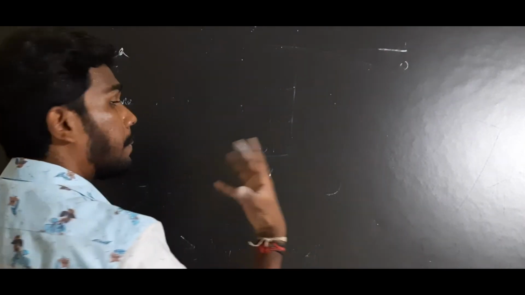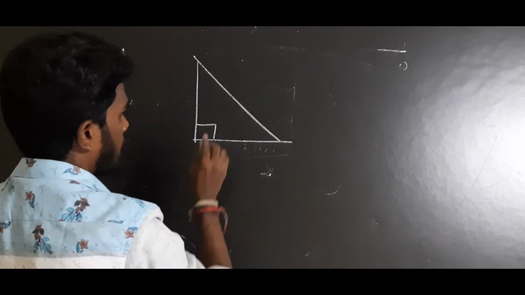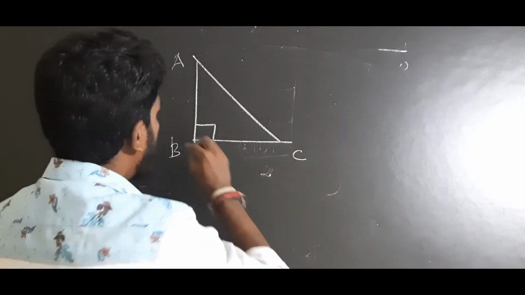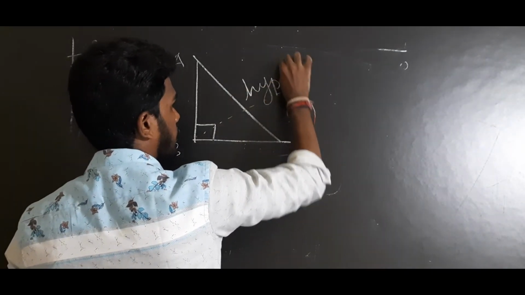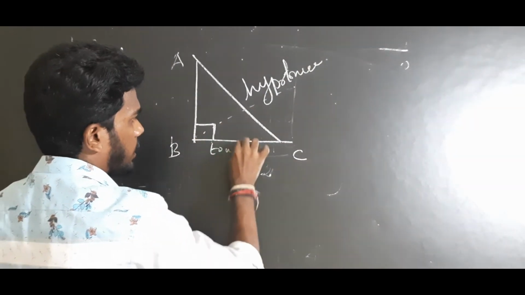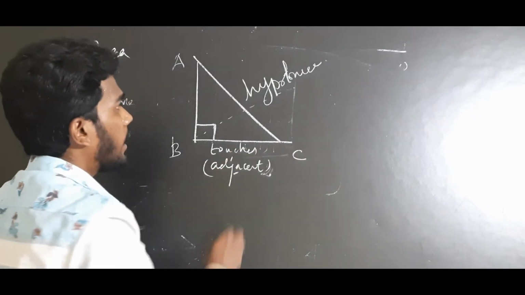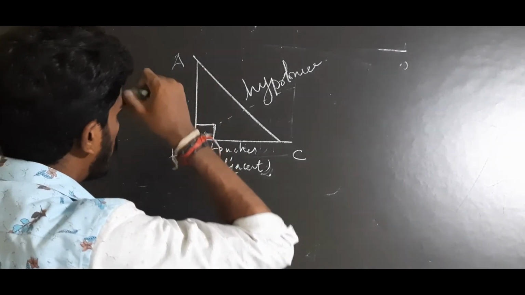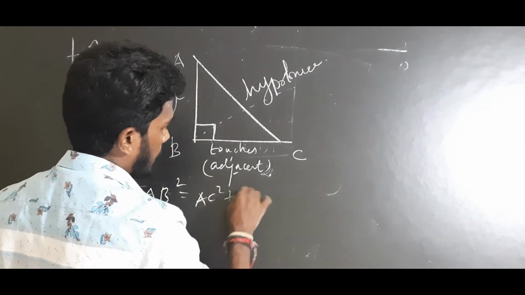And one more thing, sometimes we need to calculate the sides of a triangle. Let's consider a right angle triangle. This is 90 degree, A, B, C. In a right angle triangle, the side opposite to this 90 degree angle is called the hypotenuse. And where this angle touches, it's called the adjacent side. So hypotenuse, adjacent, and this can be a height or a length. Normally, by applying the Pythagoras theorem, AB square is equal to AC square plus BC square.